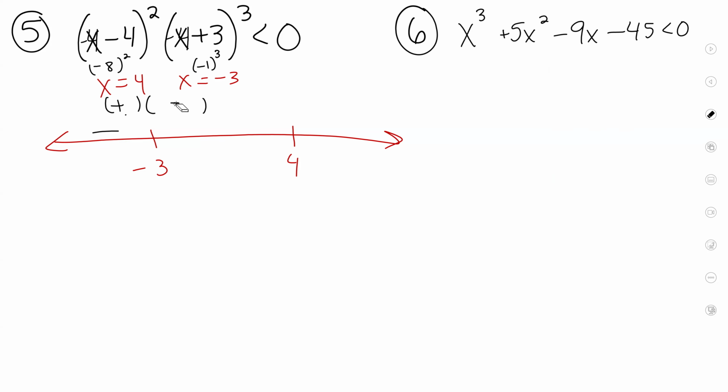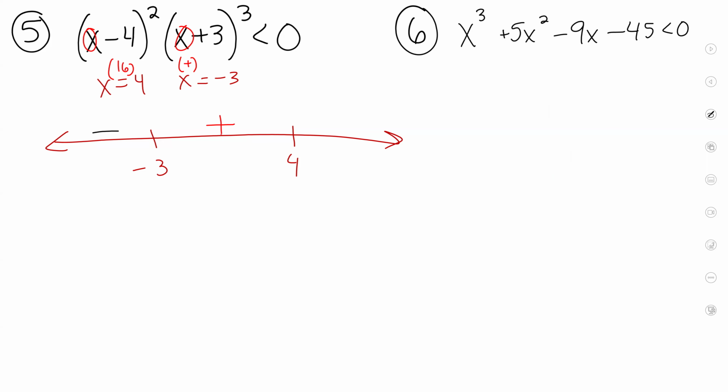Okay, now we're going to try numbers between -3 and 4. What shall I plug in? Between -3 and 4, I'll just do 0. So if I plug in zeros, I'll get -4 squared, which would be 16. That's positive. And then 3 cubed, is that positive? Yep. So I get two positives. A positive times a positive, this will be positive between -3 and 4.